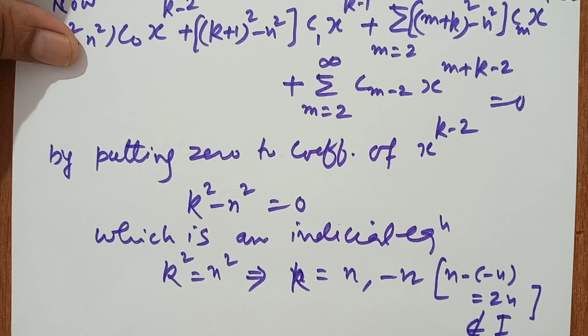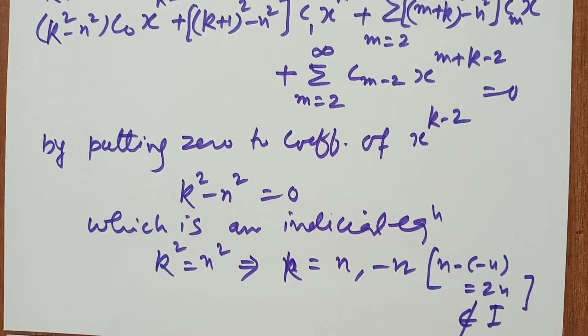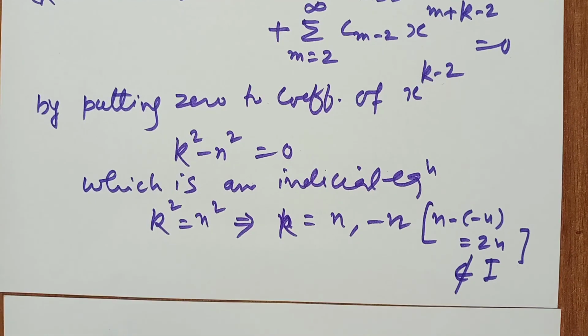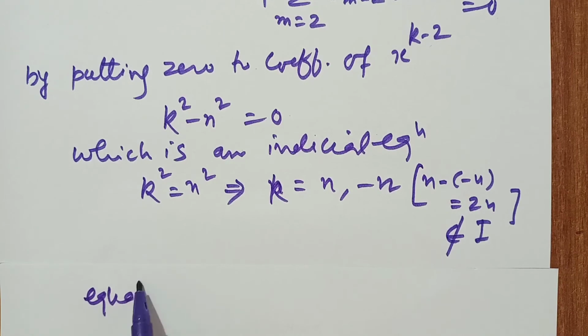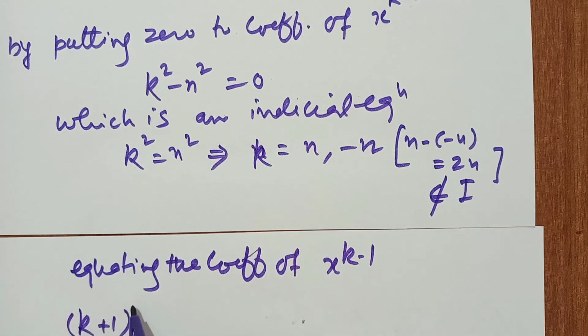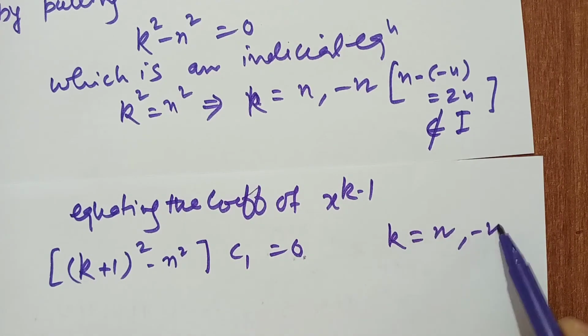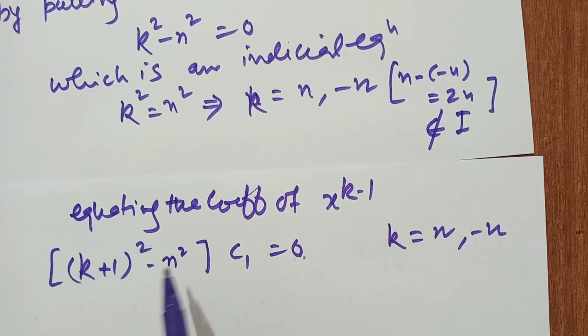Okay, so now we will solve for the further constants. Here again, equating to 0 the coefficient of x to the power k minus 1, it means (k plus 1) square minus n square C1 equal to 0. Since k is equal to n or minus n, for both cases this is (n plus 1) square minus n square or (minus n plus 1) square minus n square, so this is not equal to 0.